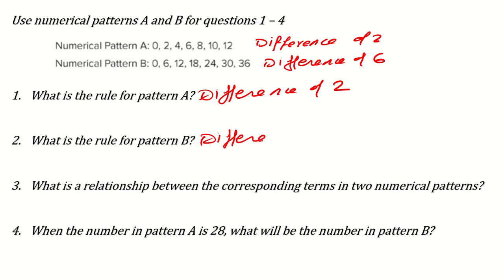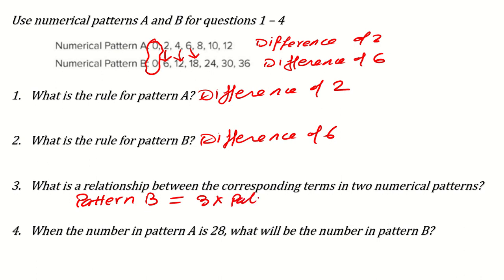Difference of 6. Okay. Now what is the relationship between the corresponding terms in the two numerical patterns? See, what is the relationship? So what can you see here? 0 here, no problem. 2 here and 6 here. Then 4 and 12, 6 and 18. So what you can see here is that pattern B is equal to 3 times pattern A. Why? Because whatever value you have in A, if you multiply by 3, you will get the value in B. For example, multiply 8 by 3, you will get 24. Multiply 12 by 3, you will get 36.